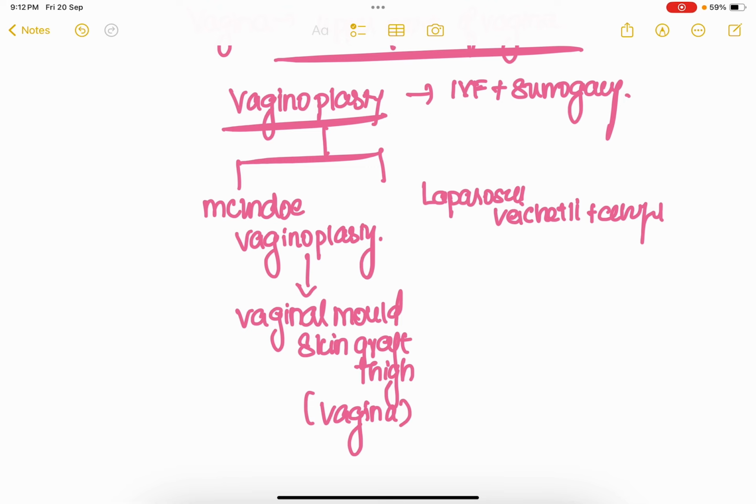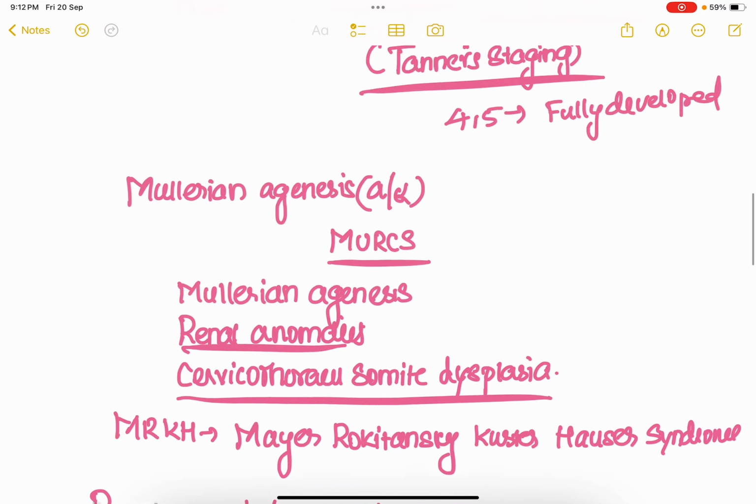So in any female with Mullerian agenesis, the uterus, fallopian tubes, cervix and the upper part of the vagina are going to be absent. So only two things you have to do. You have to create a vaginal opening for such females, and you have to advise them that they can have their own biological children, since their ovaries are normal, by opting for IVF plus surrogacy. So this is all about Mullerian agenesis.